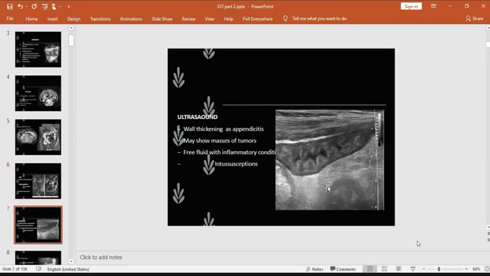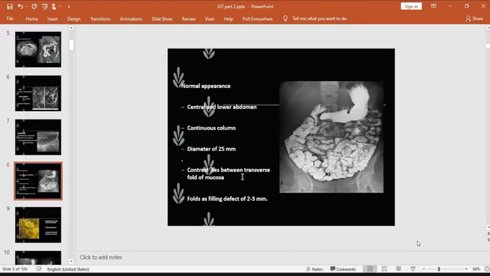Ultrasound also has a role, as you know, in cases of appendicitis. Ascites related to the small bowel can be diagnosed by ultrasound. In cases of intussusception, we can also reach the information by ultrasound. So we can use barium follow through, enteroclysis, CT scan, MRI, and ultrasound.